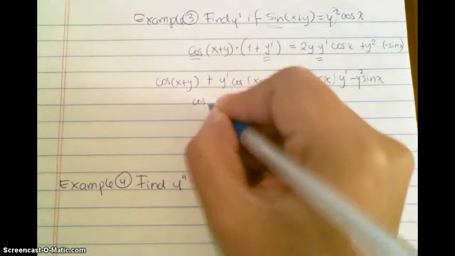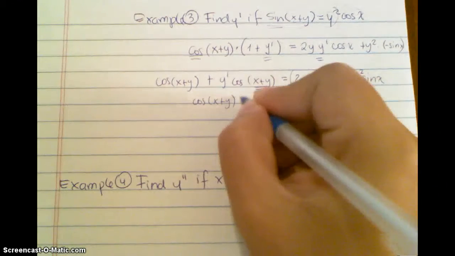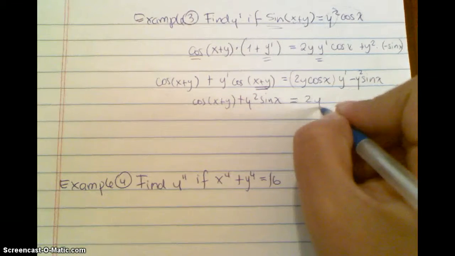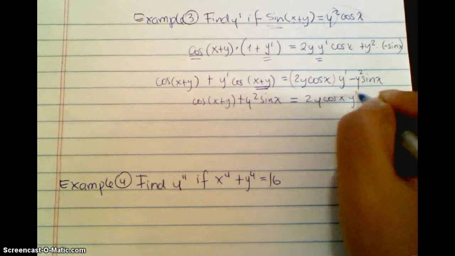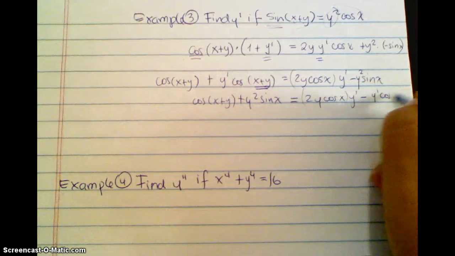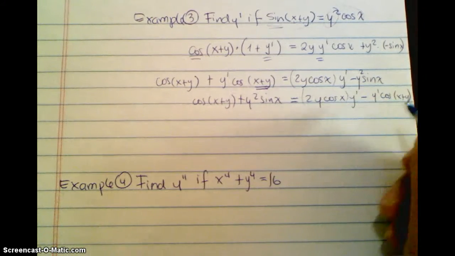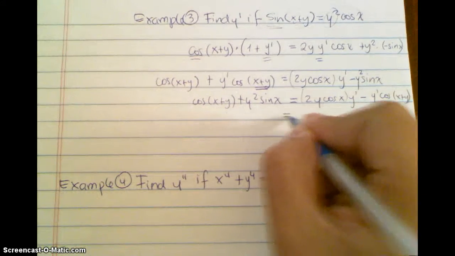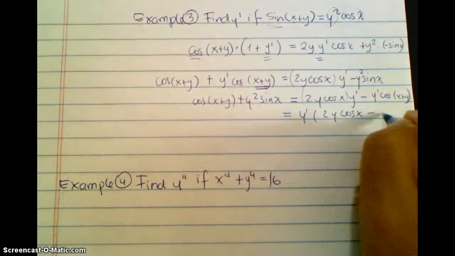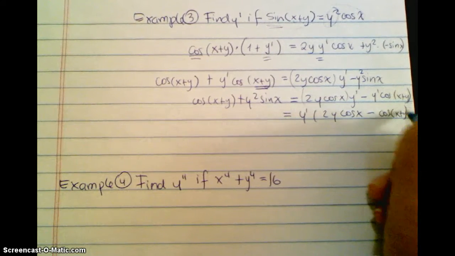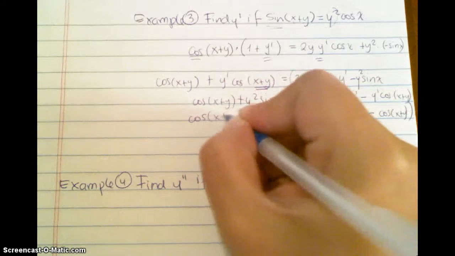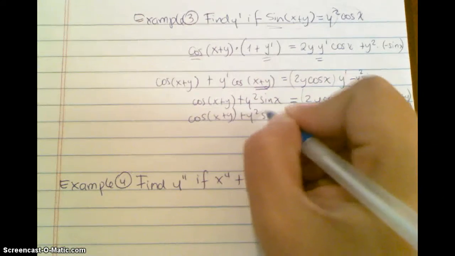So I have cosine of x plus y plus y squared sine of x equals 2y cosine of x times y prime minus y prime cosine of x plus y. In here I'm going to factor out the y prime, so I have y prime times 2y cosine of x minus cosine of x plus y equals the left side. Nothing has happened and nothing will happen.